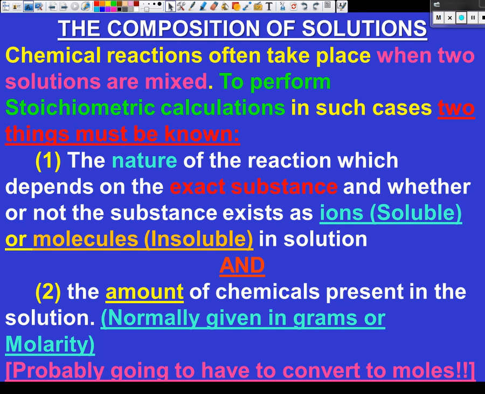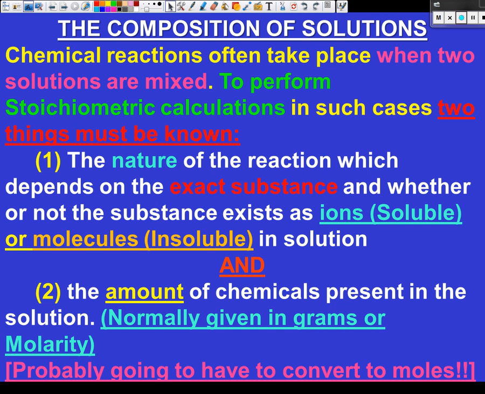Okay. So chemical reactions often take place when two solutions are mixed. To perform stoichiometric calculations in such cases, two things must be known. Number one, the nature of the reaction, which depends upon the exact substance and whether or not the substance exists as ions or molecules in solution. So really, we need to know if what we're mixing is soluble or insoluble. Number two, you need to know the amount. To do any stoichiometry, do you have to have a gram, a mole, or a volume? Yes, you've got to have one of those things.